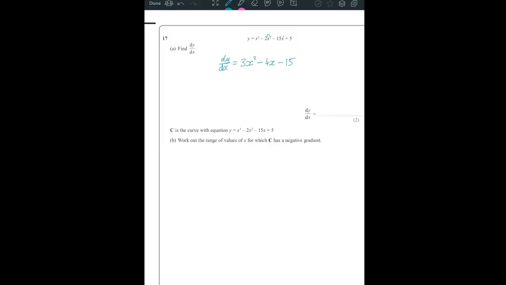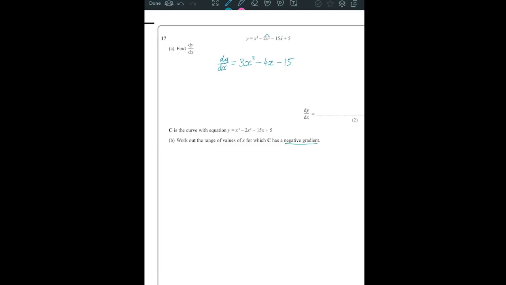C is the curve with the equation that we've just differentiated. Work out the range of values for which C has a negative gradient. Well, that's exactly what the derivative is talking about. It's talking about gradients. So this expression that we've just found, if we want that to have a negative gradient, we want that to be less than 0. And actually, this question is therefore a quadratic inequality.